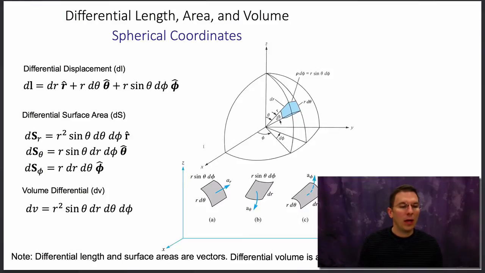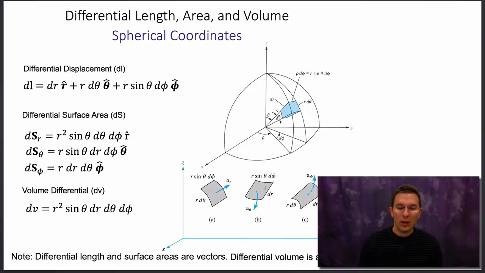And you've got, again, three different differential surface area vectors here. This one, ds sub r, corresponds to a surface of constant radius r, and points in the r direction. This one, ds sub theta, corresponds to a surface of constant angle, which is sort of like the outside of a cone. You'd use this one if you needed to integrate over the surface of a cone, and it points in the angular direction.